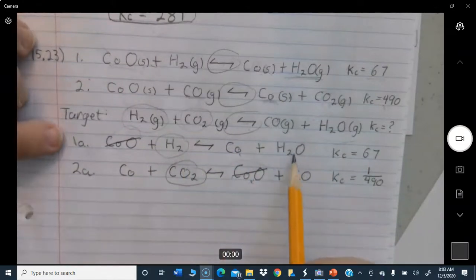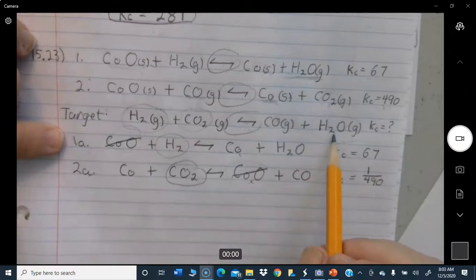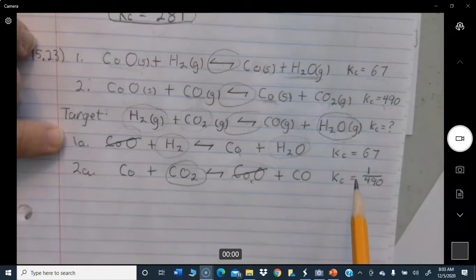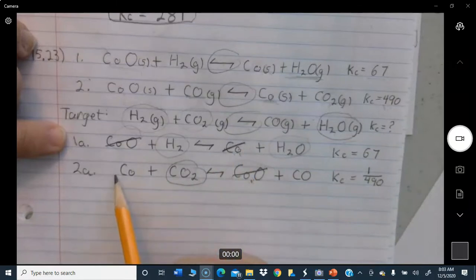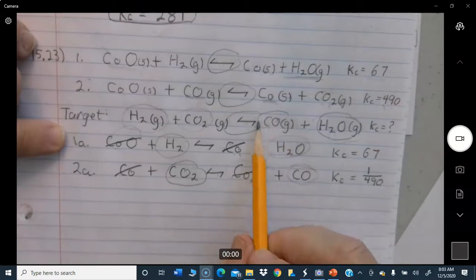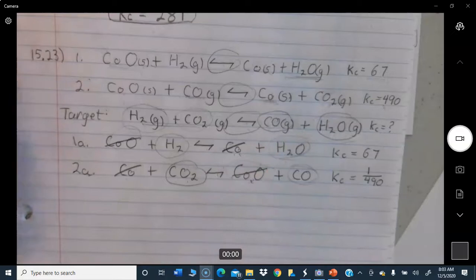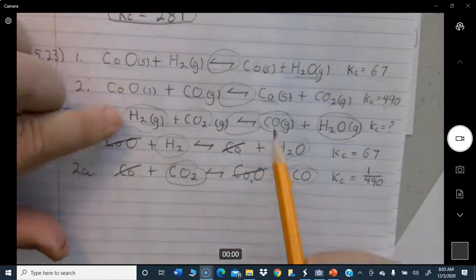Okay, water. Water appears on the right of 1A, and it does appear in the target, so that's good. Cobalt appears on the right in 1A and on the left in 2A. That means it's going to cancel. And finally, the only thing we have left is carbon monoxide. CO is on the right of equation 2A, and it's on the right here. So these two, in fact, do give us H2 plus CO2 right there. And on the right, we have CO and H2O right there. So everything is good.